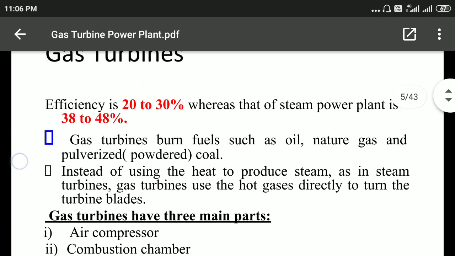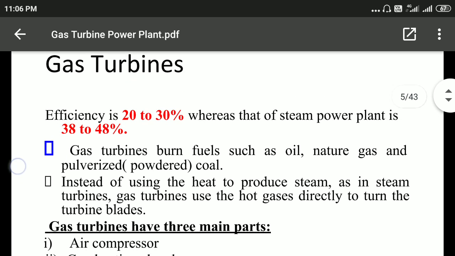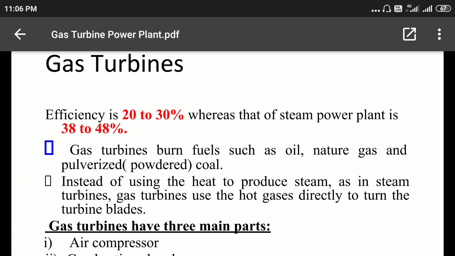Here we can see that the efficiency of these gas turbines is only 20 to 30%, or we can say 30 to 40%. That is less than the thermal power plant. Thermal power plants have higher efficiency than gas turbine power plants. It is written here as 38 to 48, and we can achieve 35 to 40.